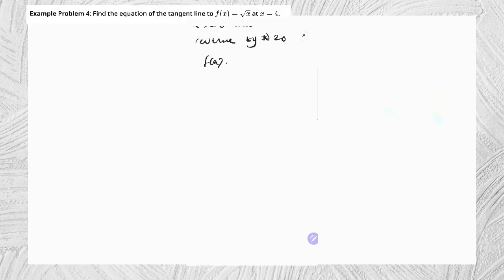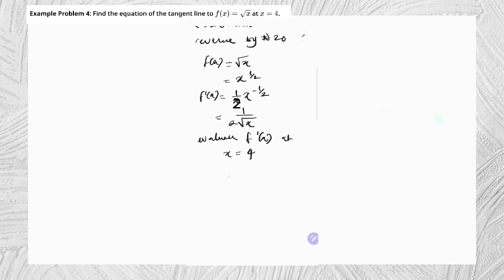In this question, we're asked to find the equation of the tangent line to f of x equals square root of x at x equals 4. So we compute the derivative of f of x equals square root of x, and don't forget we can write f of x as x raised to the power half. So once you have x raised to the power half, the differentiation of f of x is half times x to the power half minus 1, which is minus half. And that can also be rewritten as 1 divided by 2 square root of x.